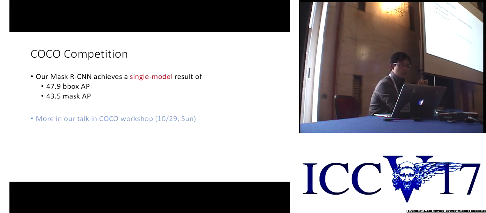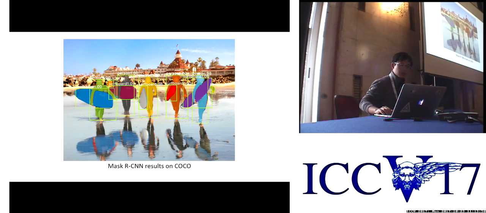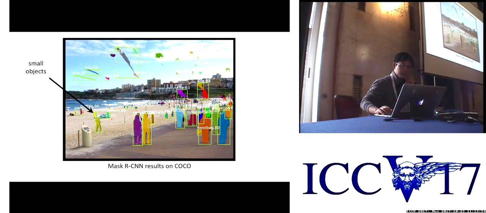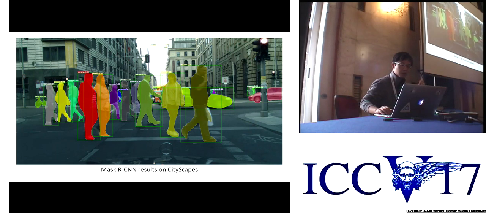We have also improved the Mask RCNN result for the COCO competition. Without doing much beyond what we presented, we can achieve a single-model result of about 48% bounding box AP and 43.5 mask AP. We will present more details in the COCO workshop. Here are some results, but I think I'm running out of time, so I will skip them. Here is one result on Cityscapes.